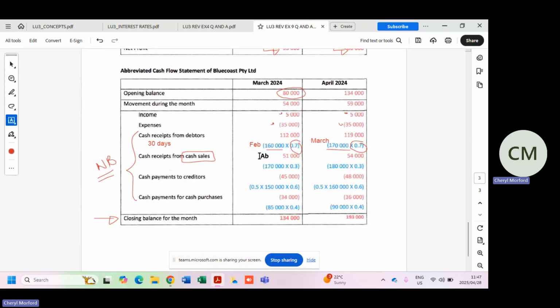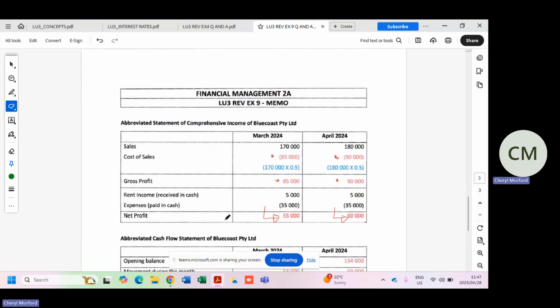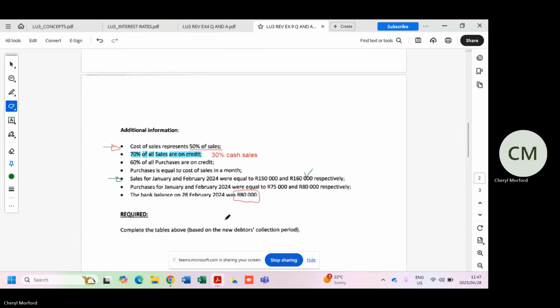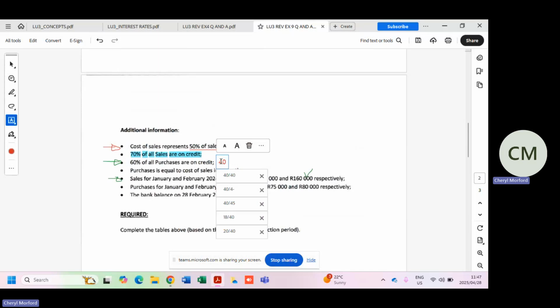The next thing that we're going to look at is going to be our purchases. So let us begin, first of all, with the cash purchases. So we need the percentages. So up here to the question, here's something to do with purchases. Yes, 60% of all purchases are on credit. So what does that also tell us? Therefore, the other 40% must be cash.